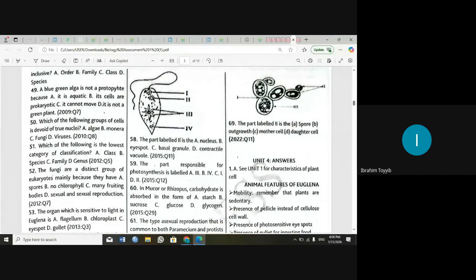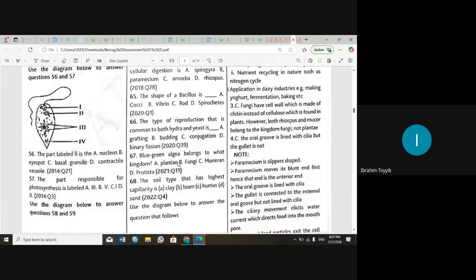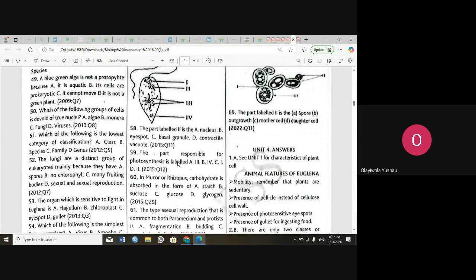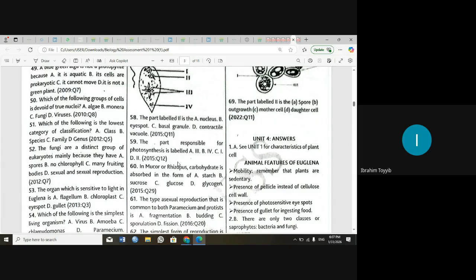So look at another diagram. The part labeled 2 is the contractile vacuole. Have we answered question 57? The part labeled 3 is the chloroplast. So 59 now. The part responsible for photosynthesis is still number 3. That's B.